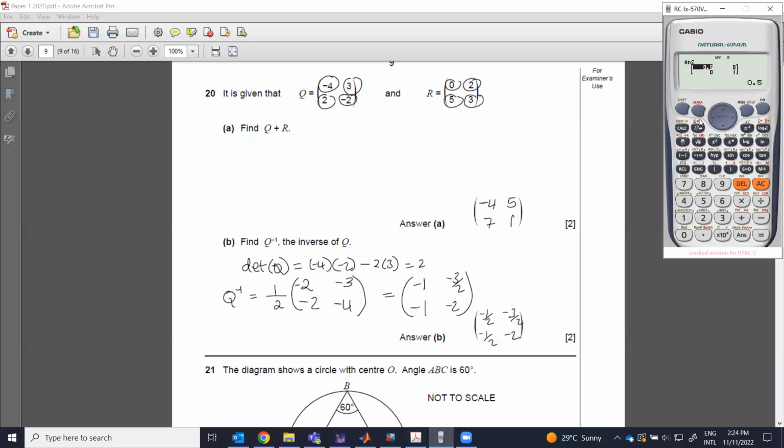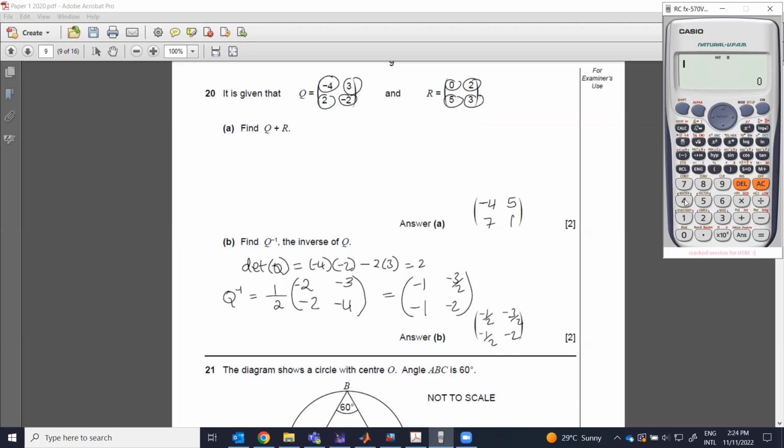Okay, so now let's try it on our calculators. So matrix 2. So which matrix am I changing? Matrix B. So this should be -1. This should also be -1. Okay, so I think now my matrix is correct.